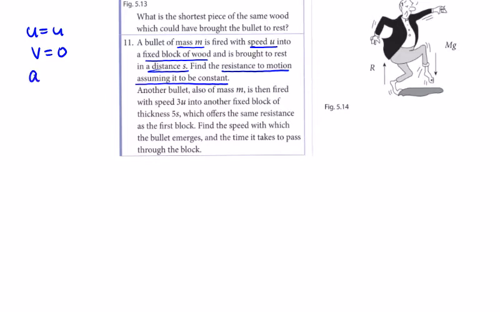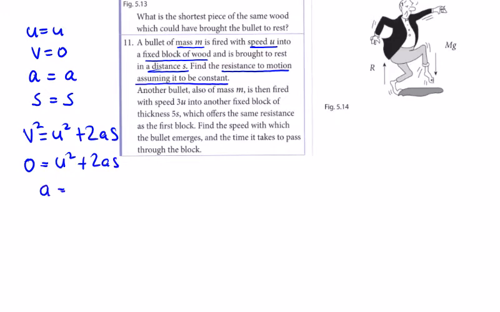So we will need to find acceleration. For now it's equal to a, and the distance in this case is s. So we can use v squared is equal to u squared plus 2as here. That will give us a in terms of the other variables. So 0 is going to be u squared plus 2as. So a is going to be minus u squared over 2s. So that's just acceleration in terms of u and s.